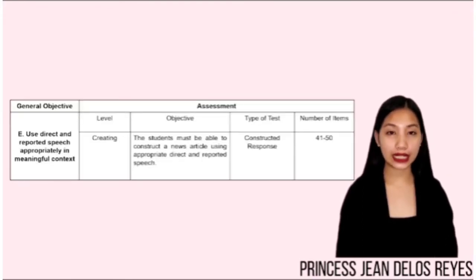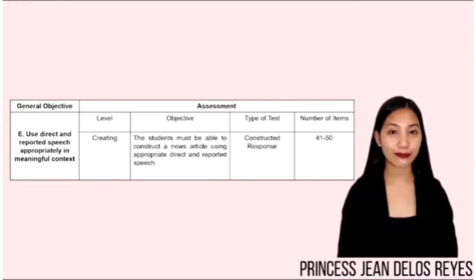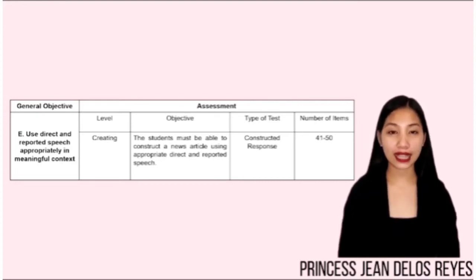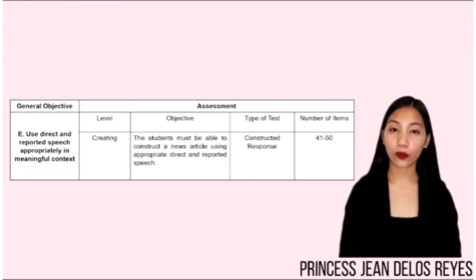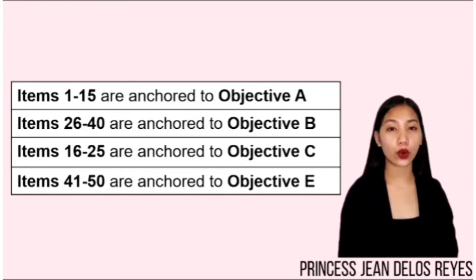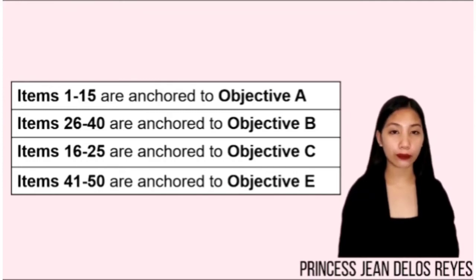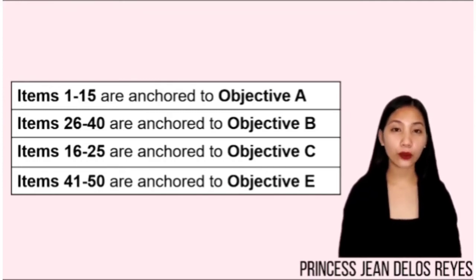Lastly, Objective E is consistent to the creating level of the summative assessment, wherein students need to construct a news report using direct and reported speech through a constructed response test indicated in items 41 to 50. To sum up, items 1 to 15 are anchored to Objective A. Items 26 to 40 are anchored to Objective B. Items 16 to 25 are anchored to Objective C, and items 41 to 50 are anchored to Objective E.